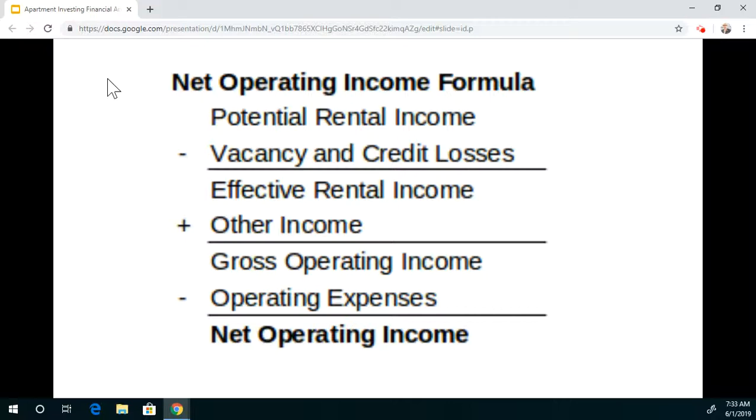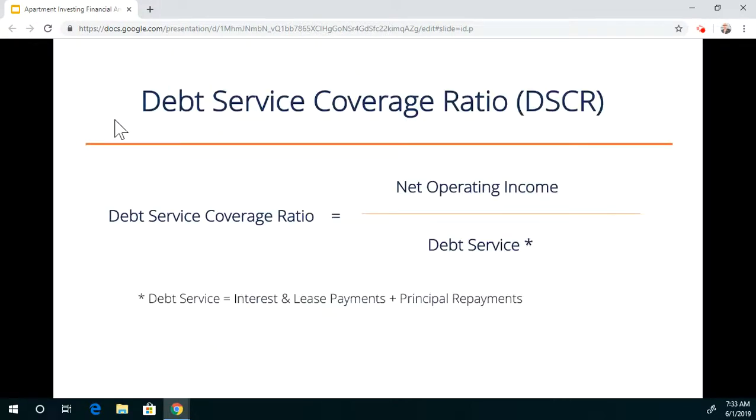It is also the amount of income available to service any associated debt, that is, to make loan payments. Finally, the NOI, net operating income, is the numerator in the quotient used to calculate the capitalization rate, cap rate. I have a video talking about that too.